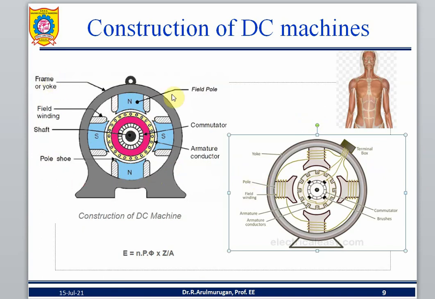These are the part names. First one is the frame, or another name, the yoke. Consider a human body: there are bones, and inside there is a heart, liver, brain, everything.